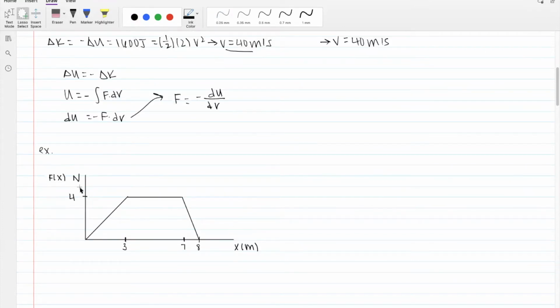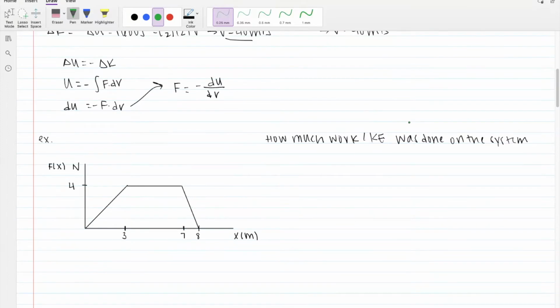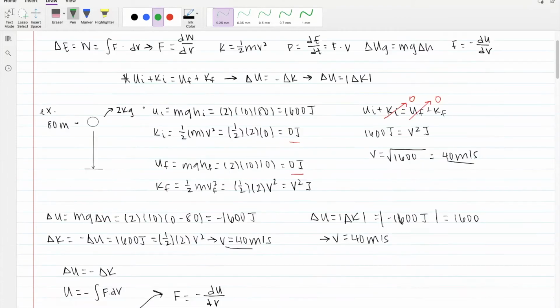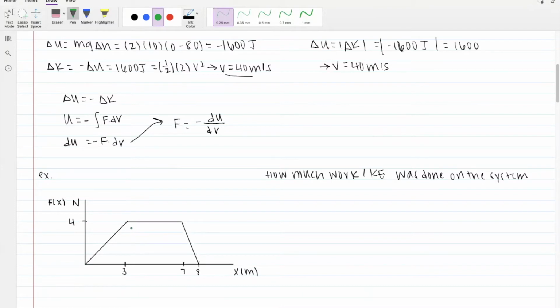Let's do an example problem where we have force along the y-axis and distance along the x-axis. A common question that you may be asked is, how much work or kinetic energy was done on the system? So we know from our equation that work is the integral of F times the differential distance, which means we need to take the area underneath the curve.